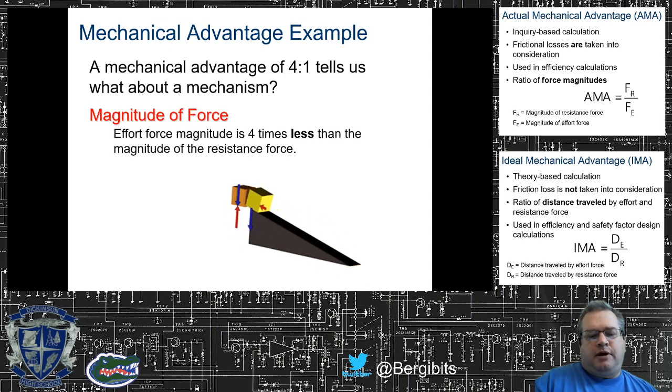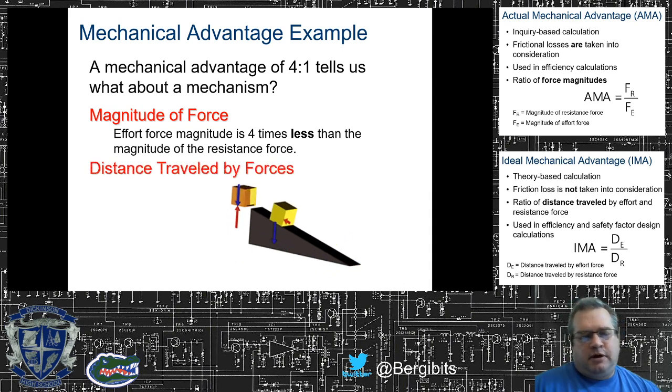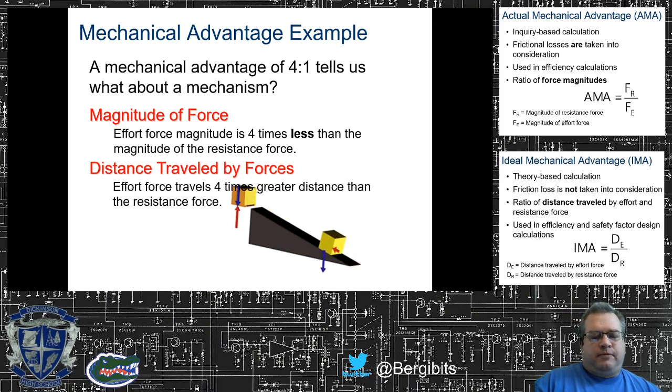Basically, effort force magnitude is 4 times less than the magnitude of resistance force, and for distance traveled, the effort force travels 4 times greater distance than the resistance force. The effort force in this animation is the red arrows, and the resistance is the blue arrows.